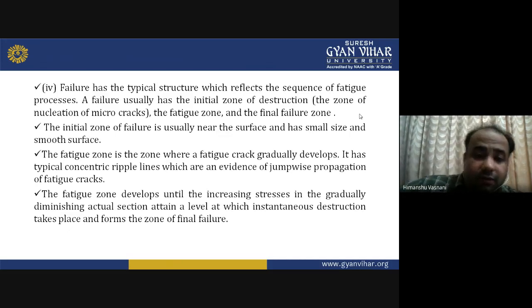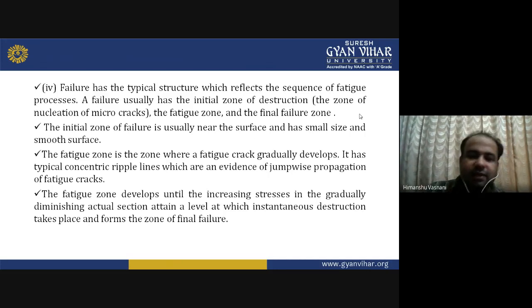The fatigue zone has typical concentric ripple lines, seen in the diagrams, which are an evidence of jump-wise propagation of fatigue cracks. The fatigue zone develops until the increasing stresses in the gradually diminishing actual section attain a level at which instantaneous destruction takes place and forms a zone of final fracture.